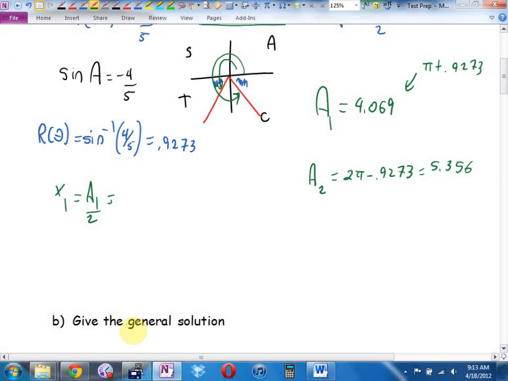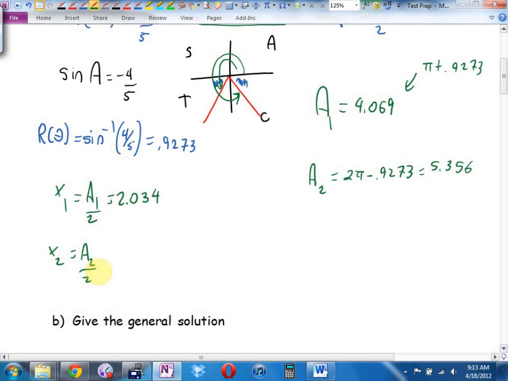I know it's going to be 2 point something. 2.0344? I guess since they only want 3 decimal places, I could quit there without the extra 4. What would X2 be? It would be the second A value divided by 2.